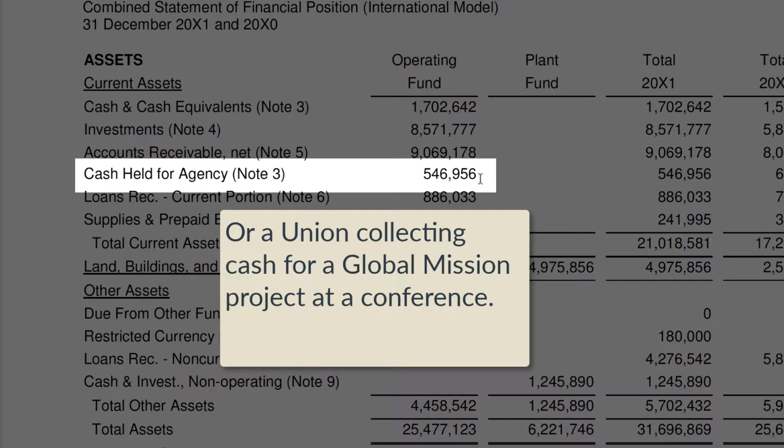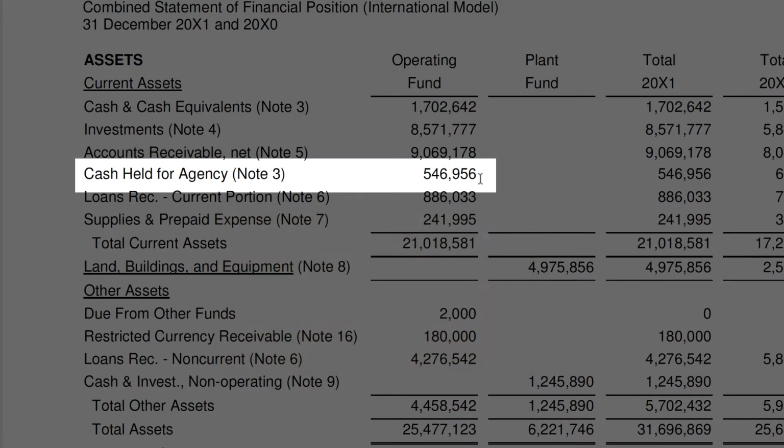We do not show that money that we're holding for others in cash and cash equivalents. Instead, we put it here in cash held for agencies. It is segmented out, and later on when we cover liabilities, we'll cover what agency means exactly to help us know what goes in there.